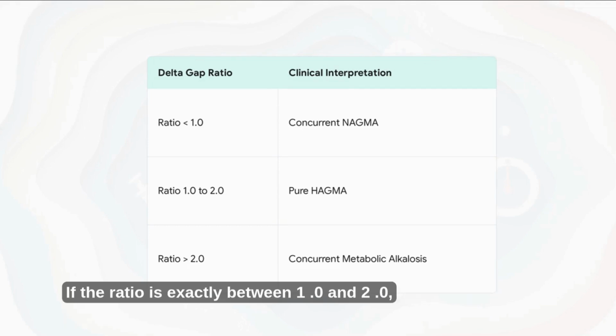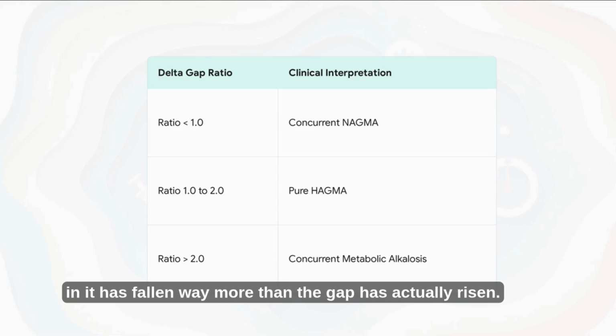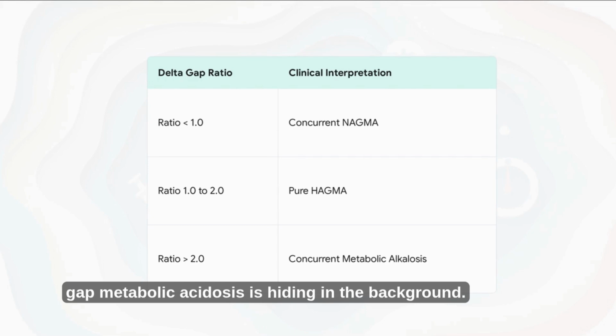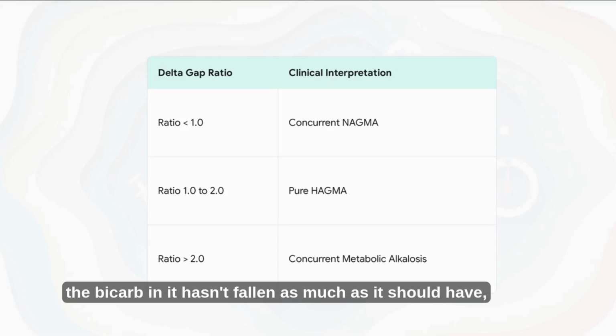If the ratio is exactly between 1.0 and 2.0, you have a pure high anion gap metabolic acidosis. But if the ratio is less than 1.0, it means the bicarbonate has fallen way more than the gap has actually risen. This proves a concurrent non-anion gap metabolic acidosis is hiding in the background. Conversely, if the ratio is greater than 2.0, the bicarbonate hasn't fallen as much as it should have, which reveals a concurrent hidden metabolic alkalosis.